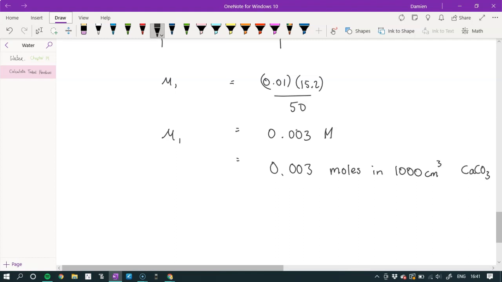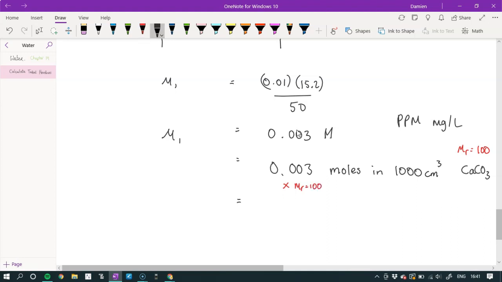Now, the thing about this is we're looking for parts per million. Parts per million is milligrams per litre. So we actually have moles per litre, so we're going to have to change this moles into grams. The first thing we're going to do is multiply by the molecular mass of CaCO3. If we work out the molecular mass of it, it works out to be 100. We're already at moles, we need to go to grams, so we multiply by the molecular mass, which is equal to 100.